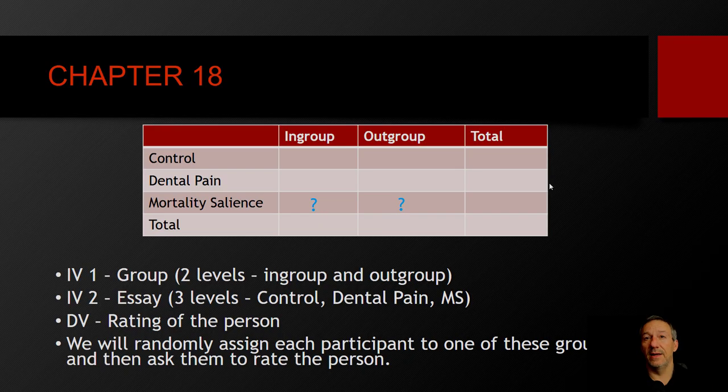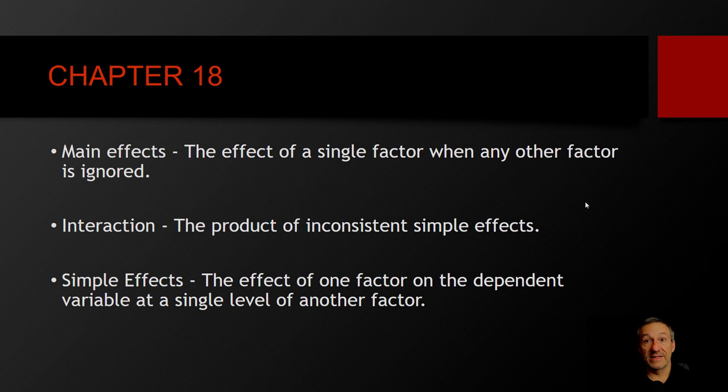What we would think is that if we have a simple effect with this experiment, it's probably going to be in the mortality salience in-group versus out-group. And so if we're comparing those group means to each other, that should be the simple effect for this one. So putting all that together: main effects, the effect of a single factor when the other factor is ignored; the interaction, the product of inconsistent simple effects; and then a simple effect, the effect of one factor on the DV at a single level of the other variable.